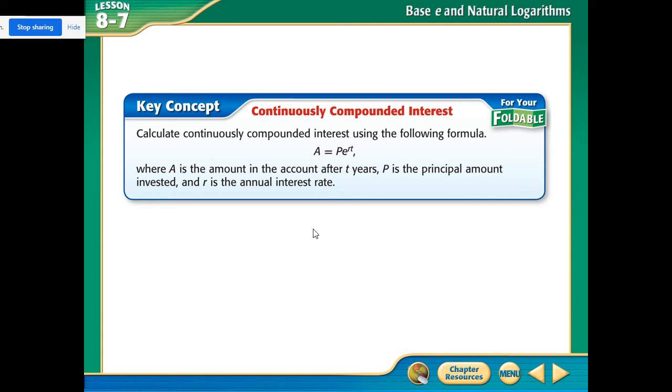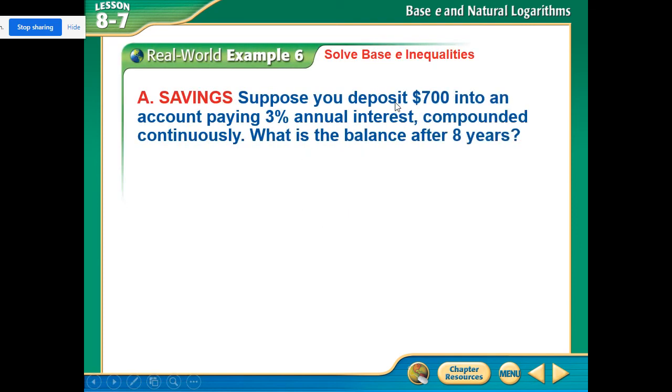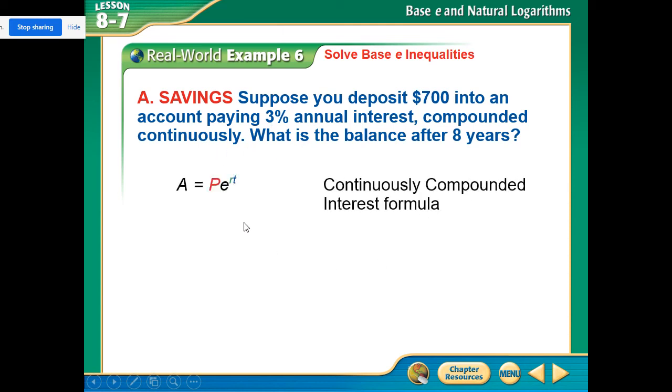All right, the continuous compound interest problems. They're also called PERT problems, P-E-R-T. Principal, rate, and time. And that will be what our amount is in the account afterwards, or for our population, or our half-life, or whatever it is. So suppose you deposit $700 into an account paying 3% interest, compounded continuously. What's the balance after 8 years?